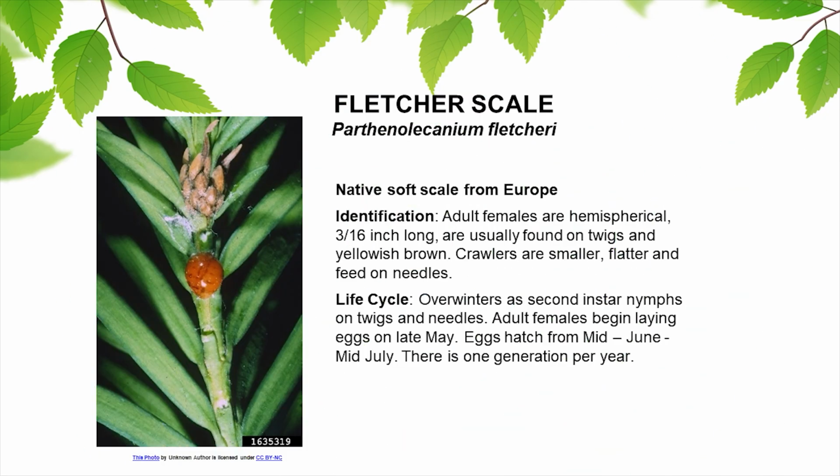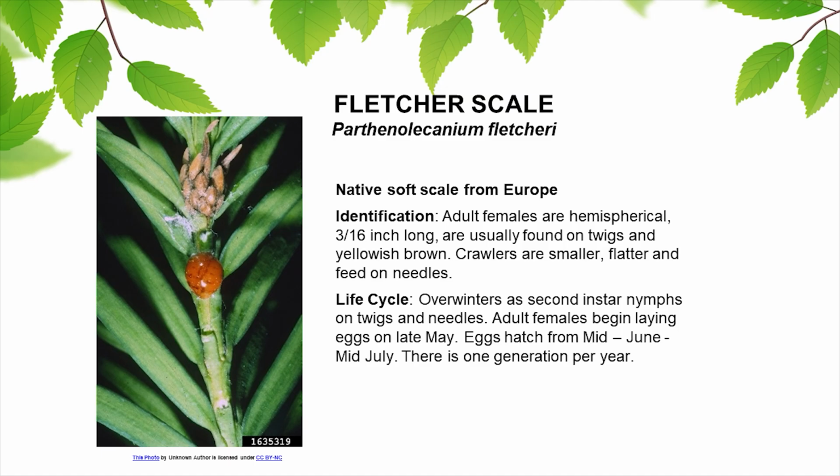Fletcher Scale. Fletcher Scale is a native soft scale originally from Europe. Adult Fletcher Scale females are round and 3/16 of an inch long. They are yellowish-brown in color. Usually, they are on twigs and stems of the host plant. Crawlers are smaller, flatter, and feed on the needles.